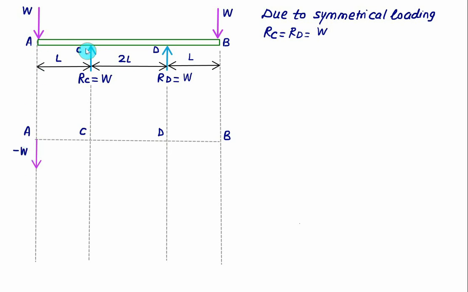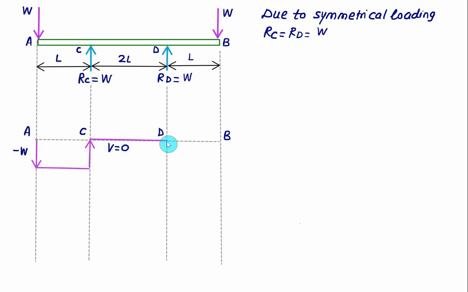Between A and C no shear force is acting, and therefore the shear force remains constant from A to C. At point C we have vertical reaction RC, which is equal to W. It means that you have to move vertically upward by the same shear force equal to W. So we'll end up at zero shear force at C. Then from C to D we don't have any shear force acting. So from C to D we have zero value of the shear force, so for this region shear force V is equal to 0.